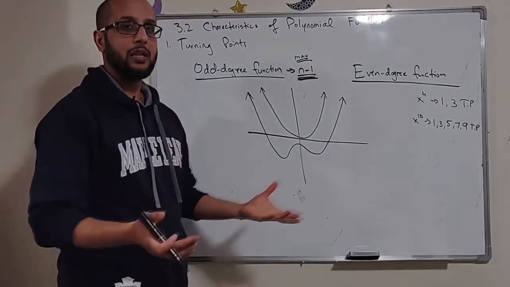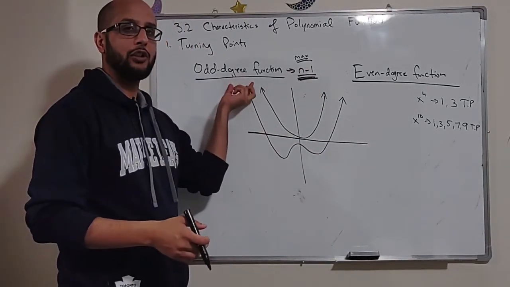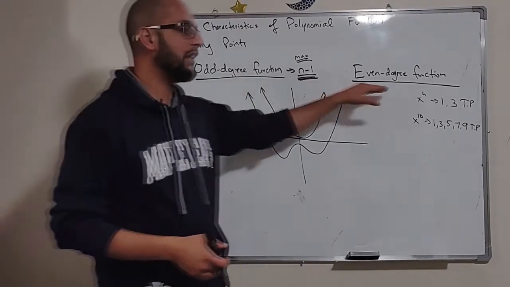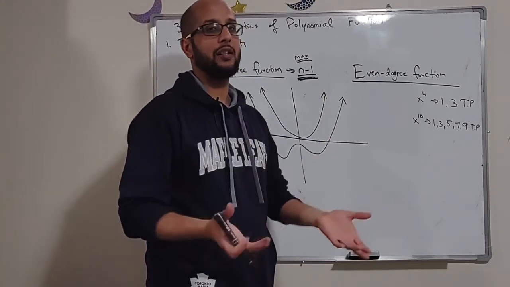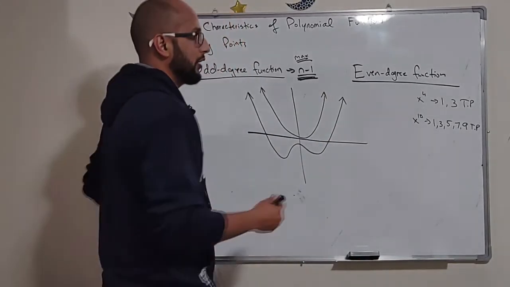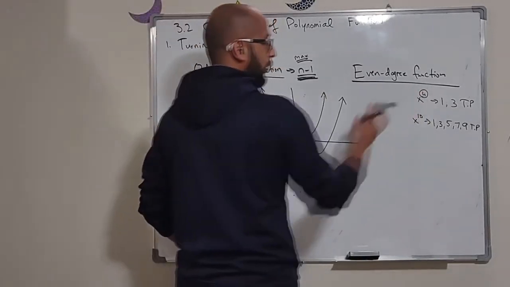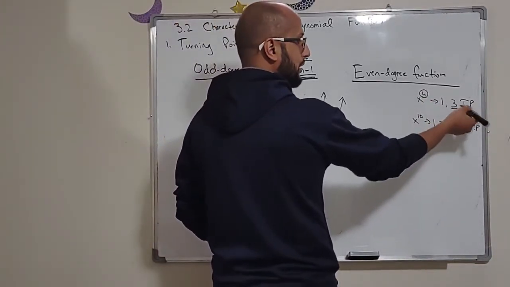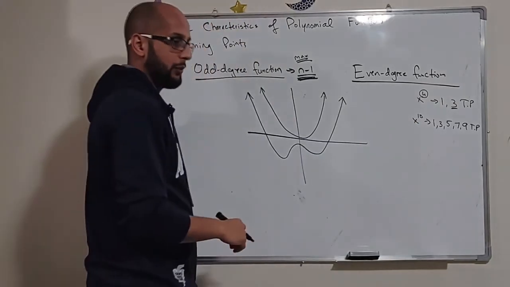To find the other possibilities, for odd degree functions, it's all the even numbers less than n minus 1. For even degree functions, it's all the odd numbers less than n minus 1. So 4 was n, so 4 minus 1 is 3. So all the odd numbers less than 3 are possible turning points.